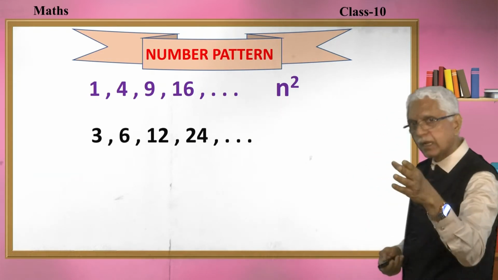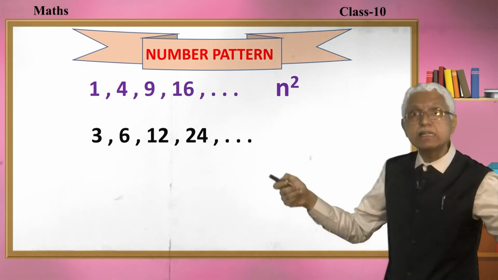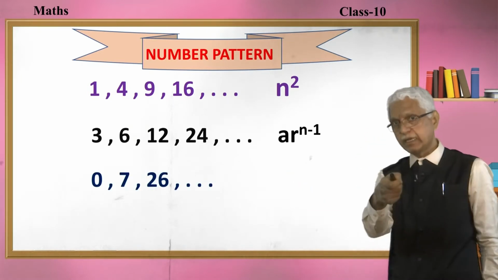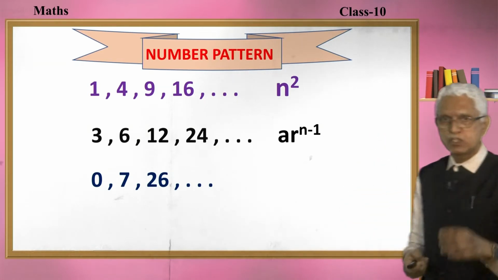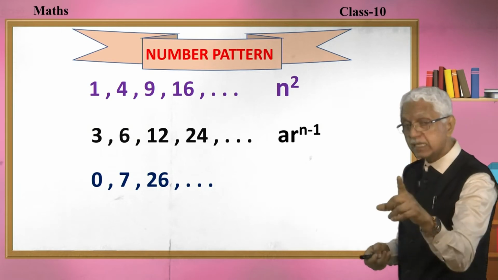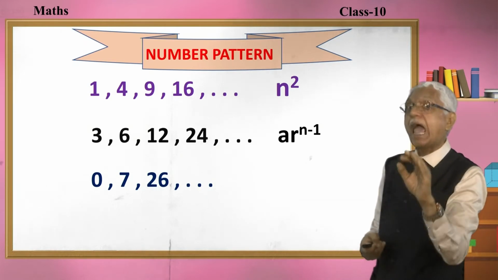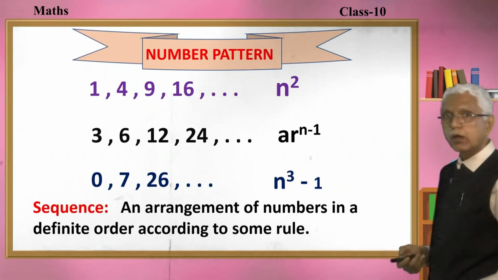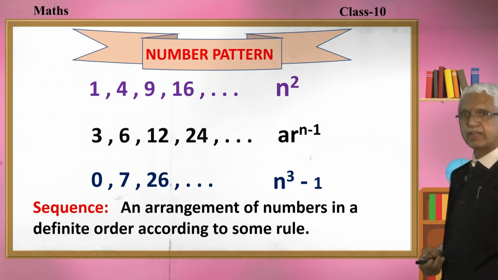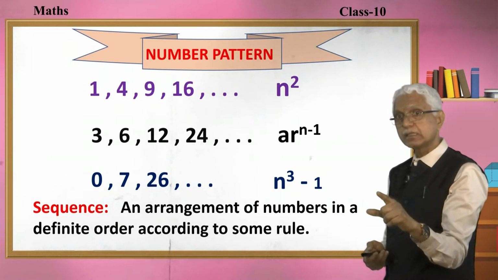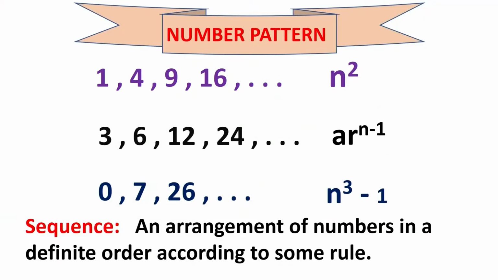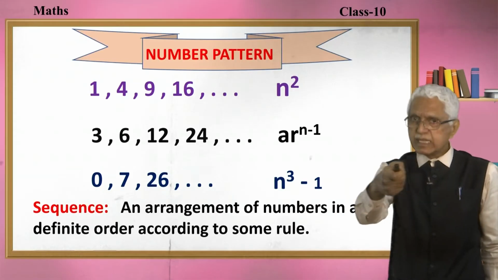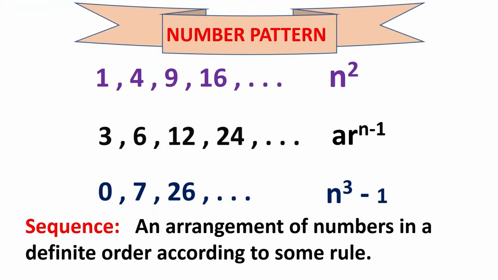Let me take one more example, my dear children. 3, 6, 12, 14. These numbers are not written at random. They have been written according to a rule. Take the third example, 0, 7, 26, right? Again, these numbers are not written at random. They have some pattern. What is it? It is n cube minus 1. So, the 3 sets of numbers that I have written have been written according to some rule. They have not been written at random. So, it is nothing but the arrangement of numbers in a definite order according to some rule.